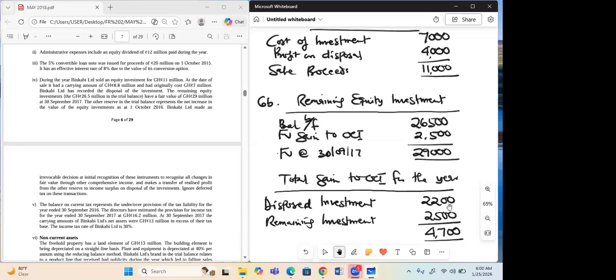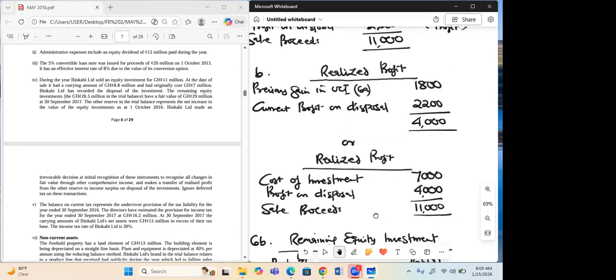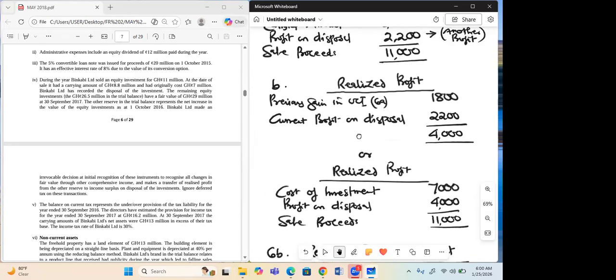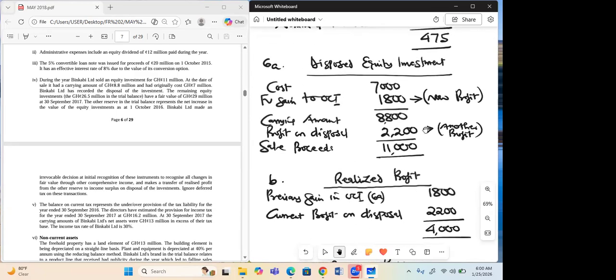yes, we had 2,200. Remember this one, this 1,800 was previous year. They did that previous year. But the current year, it has a current amount of what? 8,800, which brought 2,200. So this 2,200 was this year.